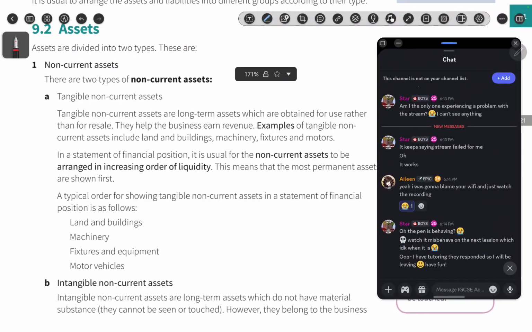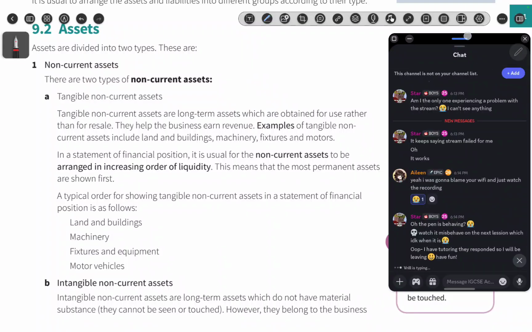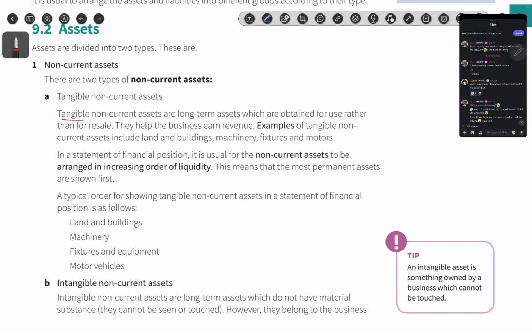Tangible non-current assets are your long-term assets, but tangible means you can touch them, and which are obtained for use rather than for resale. They help the business earn revenue, including your land, building, machinery, fixtures, motors, like your car, your truck. So that's a tangible non-current asset.